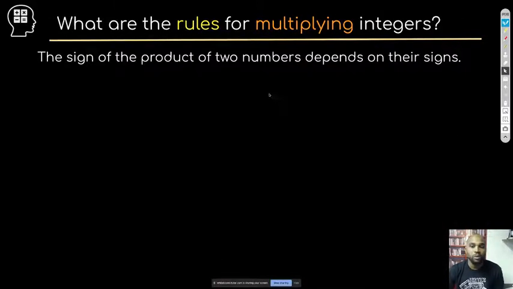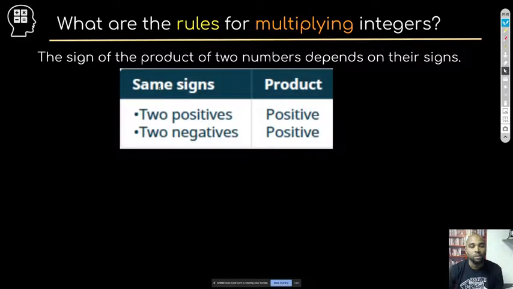So what are the rules for multiplying integers? The sign of the product of two numbers depends on their sign. What they're saying is the answer you get after multiplying two numbers depends on the signs those two numbers have. If you multiply two numbers and those two numbers are positive, you're going to get a positive product. And if you multiply two negatives, you're going to get a positive. So get that in your memory. Two positives give you a positive. Two negatives give you a positive.